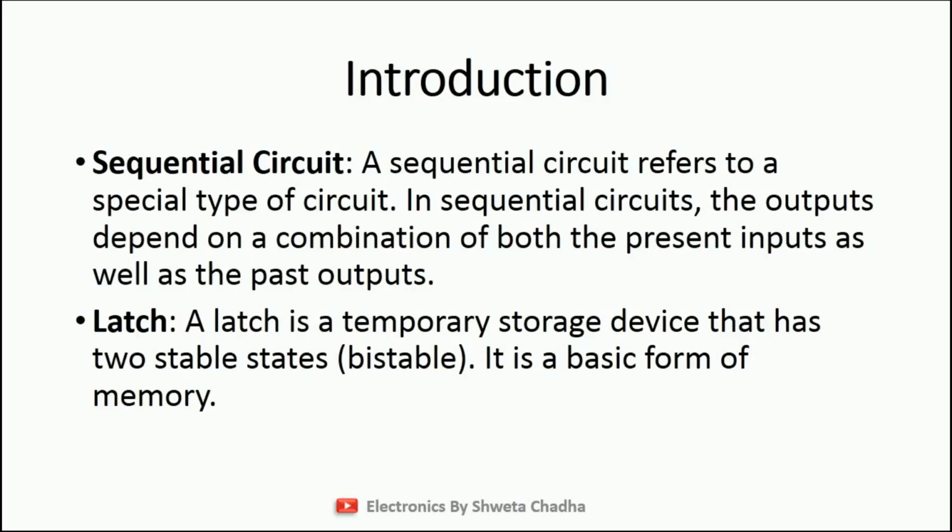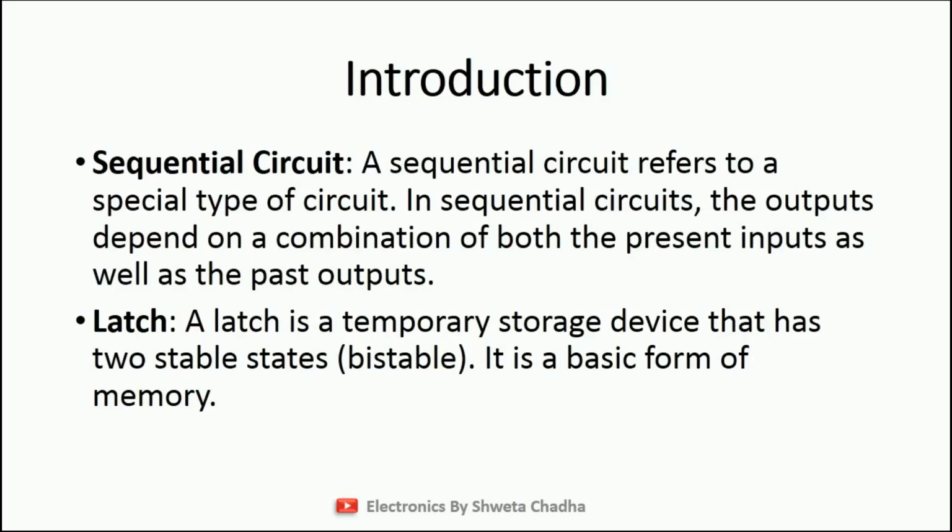So the difference between a sequential circuit and a combinational circuit is that in a combinational circuit, output just depends upon the present input. As you change the input, the output keeps on changing. Whereas in a sequential circuit, output not only depends upon the present input, but it also depends upon the past output. So that is the difference between sequential and combinational circuit.